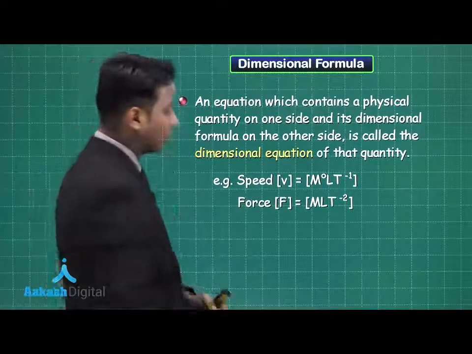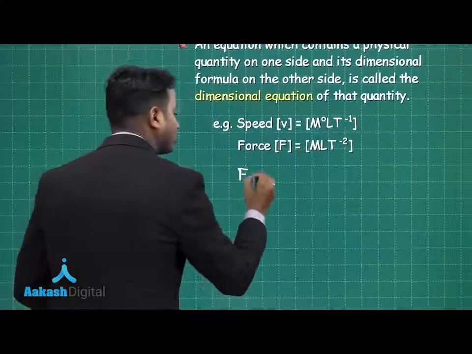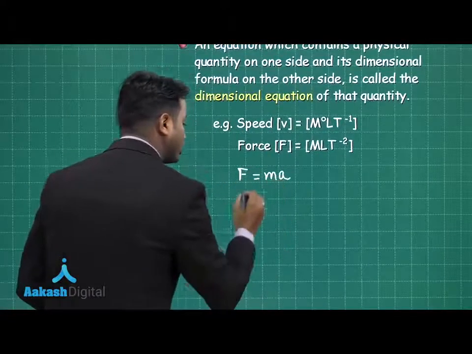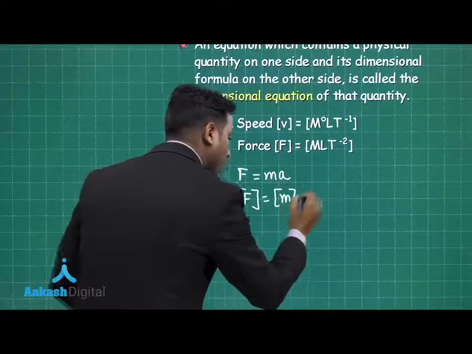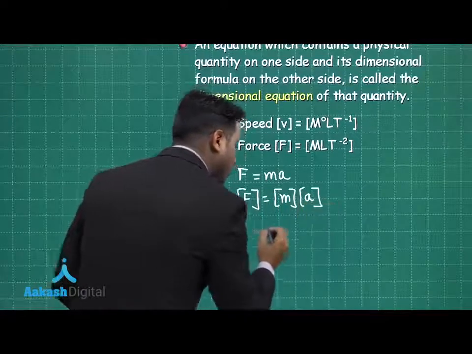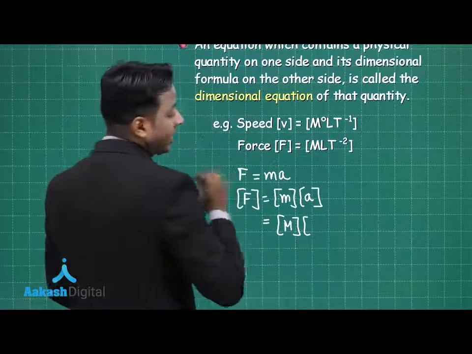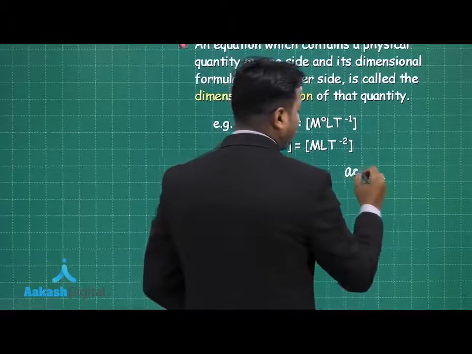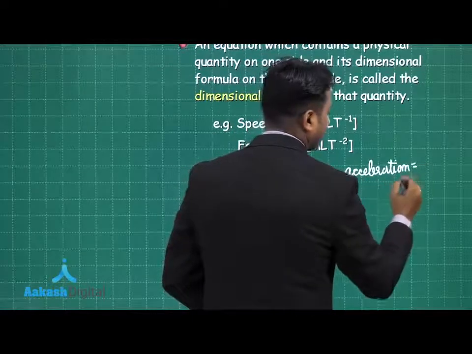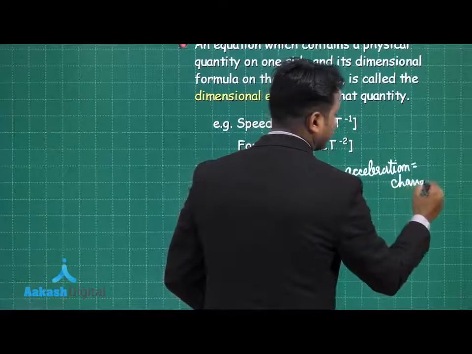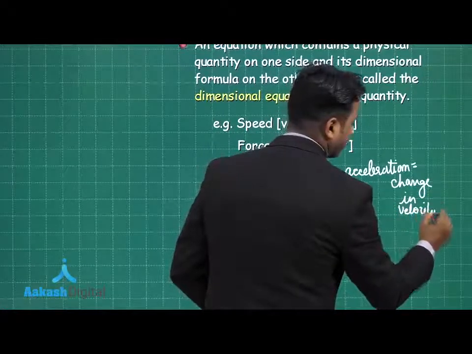T^-2. You can clearly find this value using the formula that force is equal to mass into acceleration. So the dimension of force must be equal to the dimension of mass multiplied by the dimension of acceleration. The dimension of mass is capital M, and for acceleration, if you remember, acceleration is simply change in velocity per unit time.